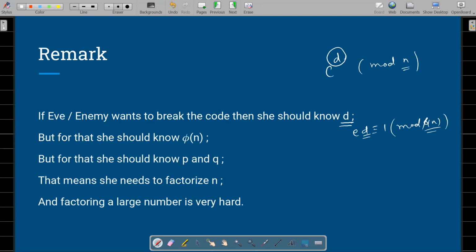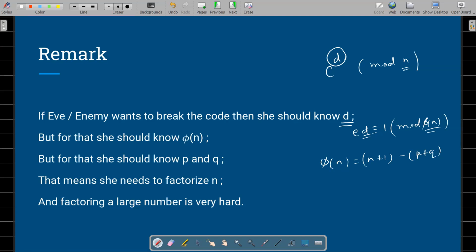So Eve should know phi, right? So that she can take the inverse of E modulo phi. And to know phi without factorization: if you know P and Q, you have a nice formula for phi, that is n plus 1 minus (P plus Q). But if you don't know P and Q, you have to practically find it by checking each and every number from 1 up to n. And n is such a huge, large number.